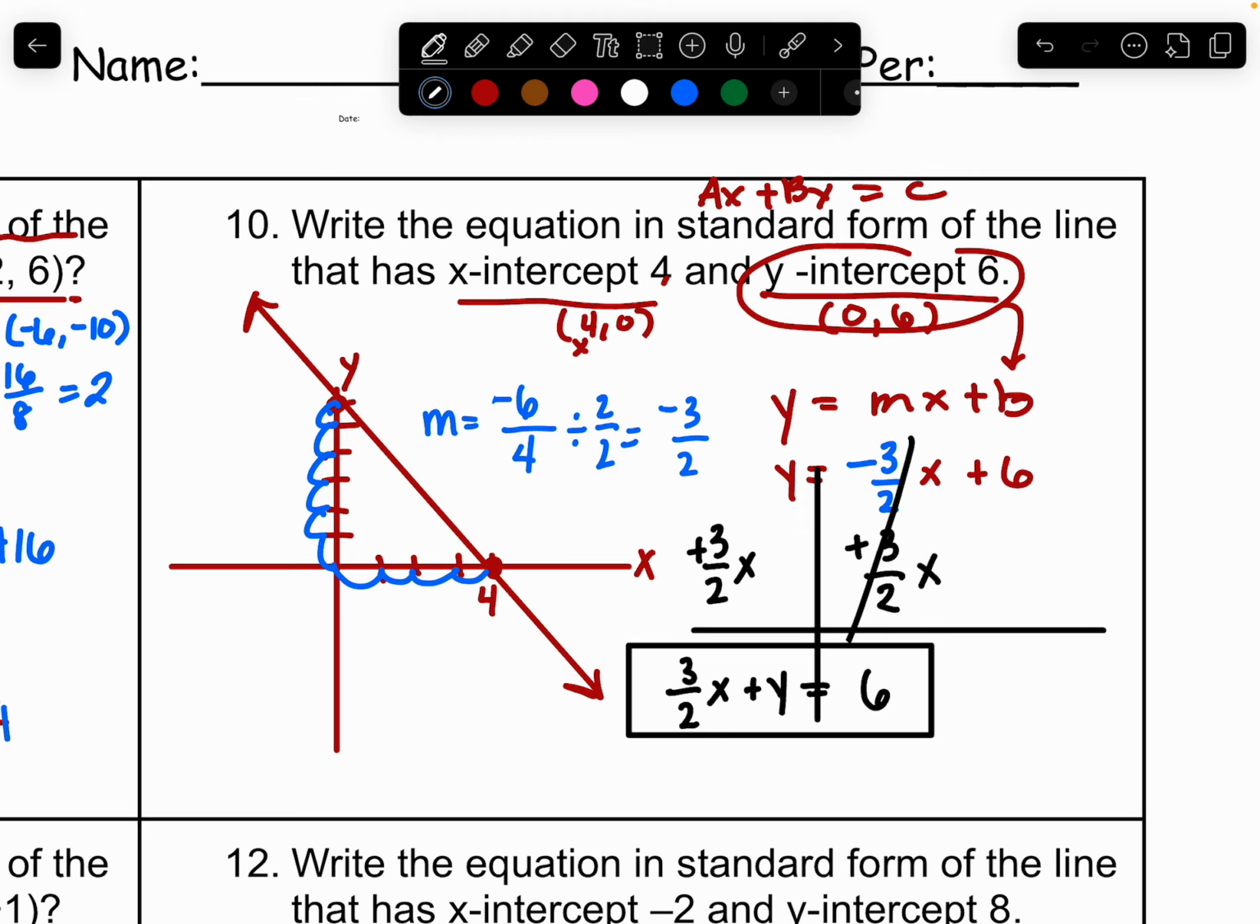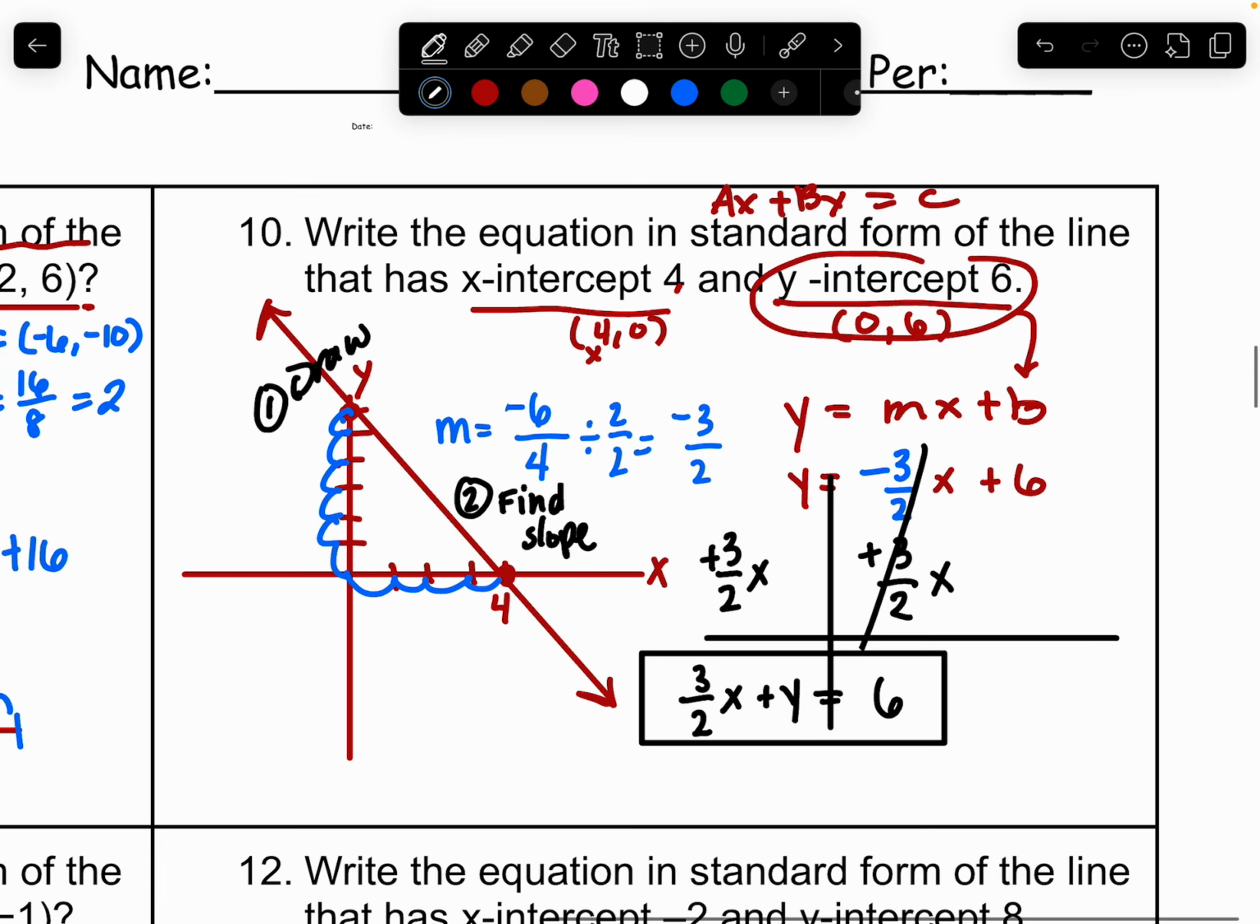Okay, so my first step is draw it. Second step, find the slope. Third step, y equals mx plus b. Fourth step, substitute. Fifth step, write in standard form.